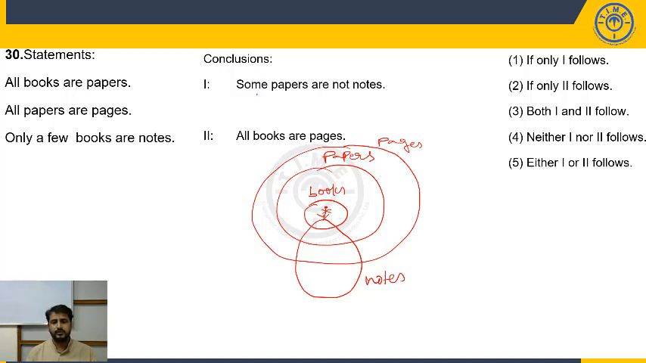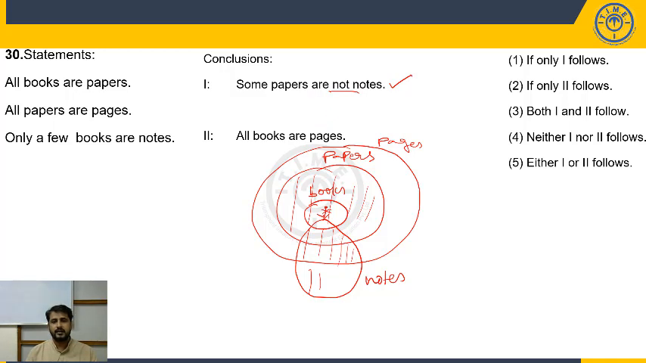Now let's come to the conclusions. Some papers are not notes. Is it true? Yes. This part of the papers are notes, and this part of the papers are what? Not notes. So it is true. The negative conclusion is true, so we have to draw the alternate diagram.